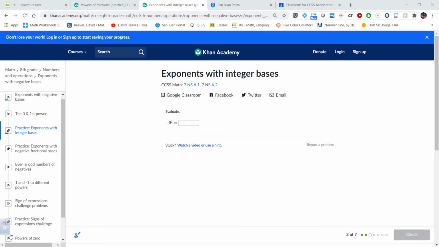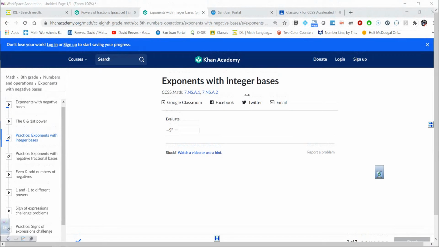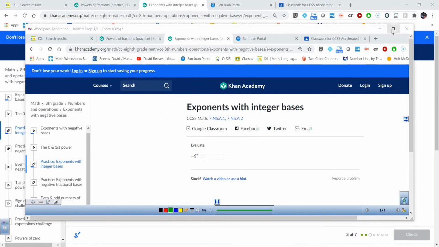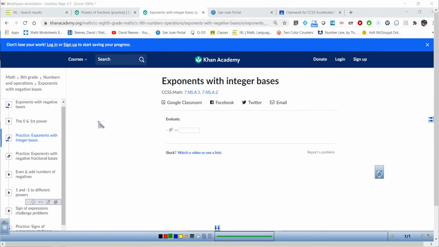But when it comes to exponents, it gets very confusing, and I've been teaching for a long time. And every year when I teach this, students get confused. And every year I do my best to eliminate that confusion. And I will do that once again.